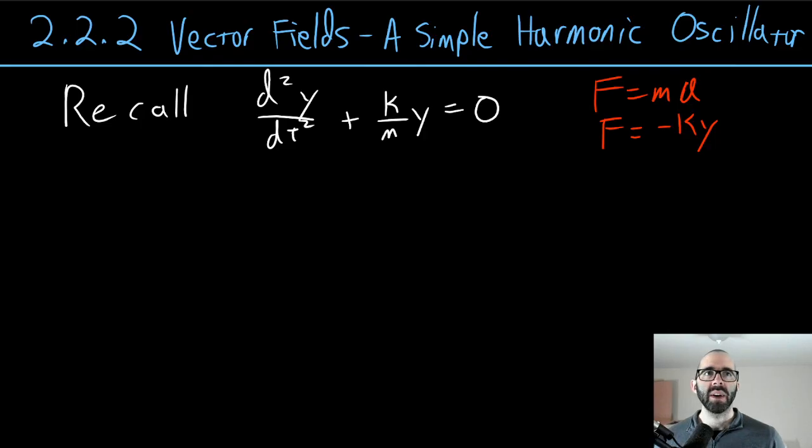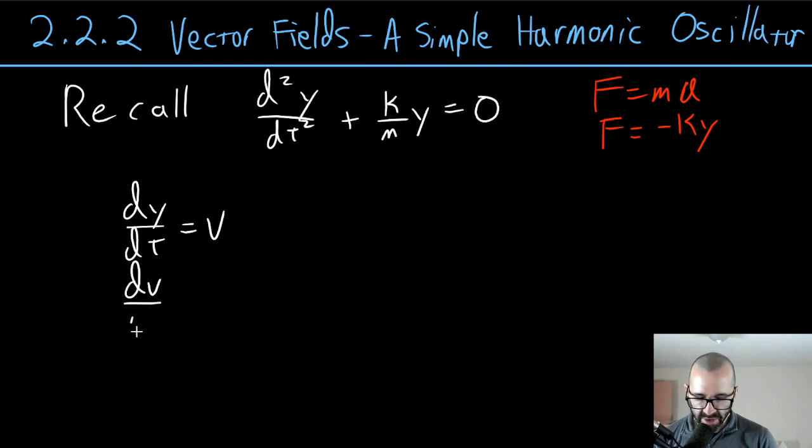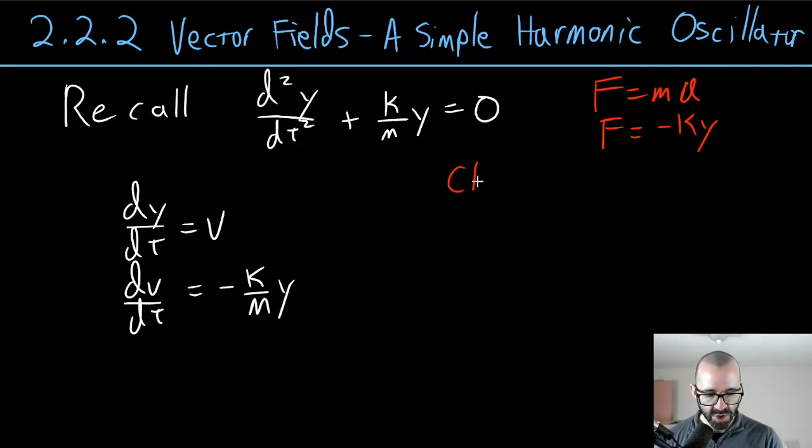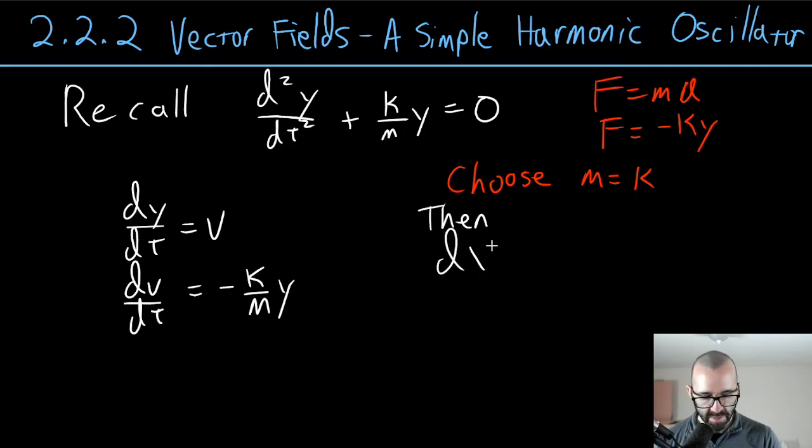We introduced in the last section that any second order differential equation can be written as a first order system. Specifically, the derivative of position with respect to time, we know that's velocity, and the derivative of velocity with respect to time is equal to negative k divided by m times y. And again, we're going to choose here that m is just going to be equal to k, and that's going to clean this up really nicely. It's just going to be negative y. And if we do that, we get a really nice system.